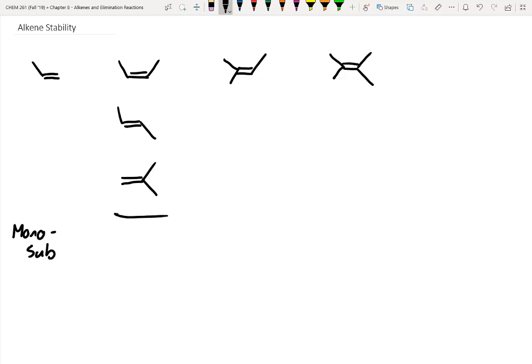What do you think this next one's called? Di-substituted. We have two groups coming off. And then the next one is going to be tri-substituted. And then the last one's going to be tetra-substituted. These are all alkenes that we could observe.